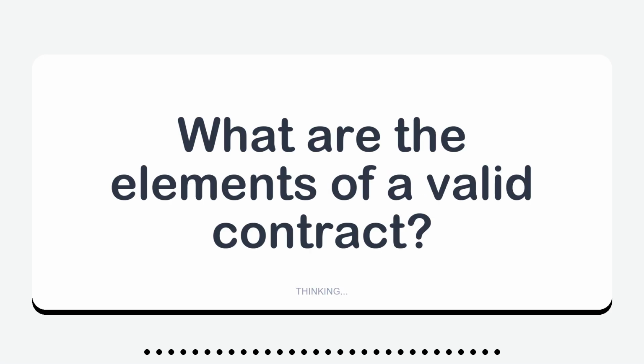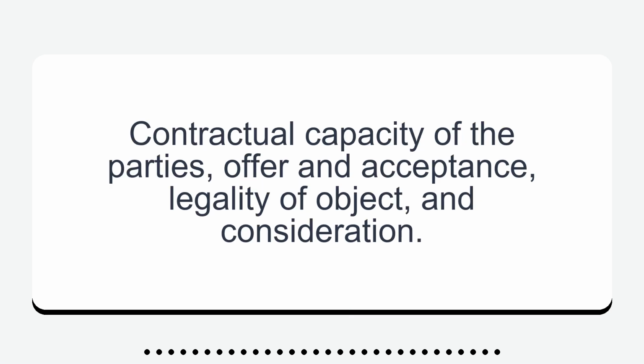What are the elements of a valid contract? Contractual capacity of the parties, offer and acceptance, legality of object, and consideration.